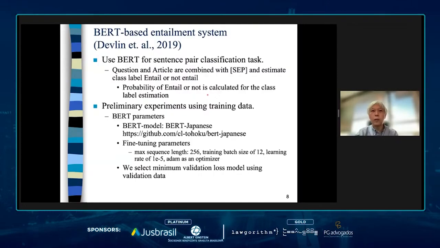In order to understand the effectiveness of our proposed framework, we conducted preliminary experiments. These are the parameters of BERT. We use the BERT Japanese model constructed by Inui's laboratory at Tohoku University with the following parameters. We select the minimum validation loss model using validation data.